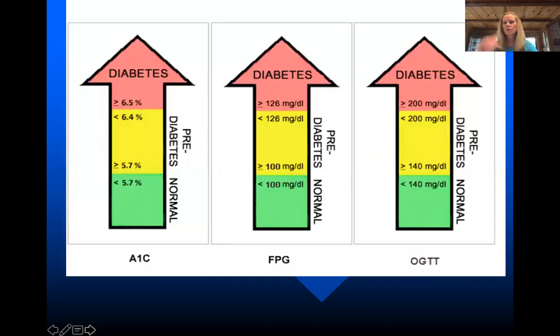I want you to know that there are cutoffs for diabetes and pre-diabetes for each of these tests. This is not a medical class. I don't expect you to remember these numbers, but I do want you to understand that we're paying more attention to pre-diabetes nowadays and really encouraging people to get screened because of the increasing numbers.